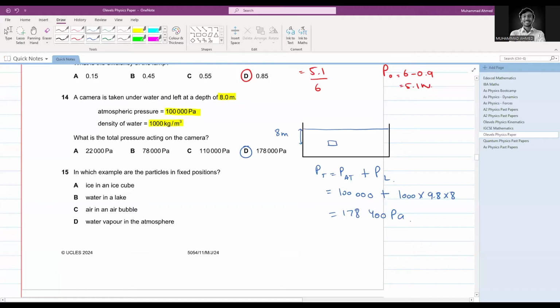Let's see question number 15. In which example are the particles in fixed positions? Okay, so when are particles in fixed position? Yes, particles are in fixed position when they are in a solid. Ice in an ice cube. Yes, A is your answer because this is a solid.